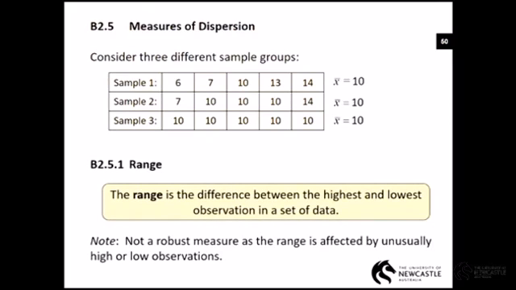We would have done range before. It's just highest minus lowest. So like in this one, the range of this data, 14 minus 6, well, the range is 8. 14 minus 7, the range is 7. 10 minus 10, the range is 0. So it might not be the most sophisticated measure, but it clearly told me a lot about the third sample. Okay, there was no variation at all. Every answer was 10. So with range, all we've got to do is highest minus lowest.